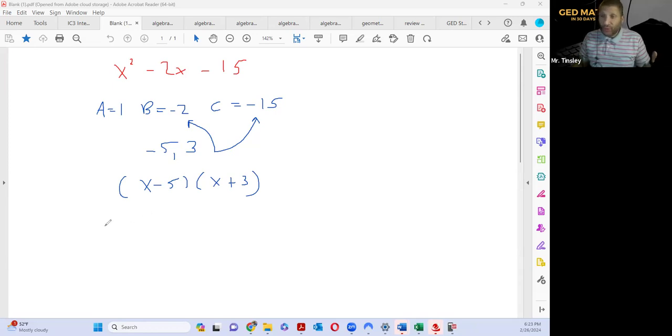To find the solutions to this quadratic equation, I need to find my zeros. The opposite of -5 is +5. The opposite of +3 is -3.